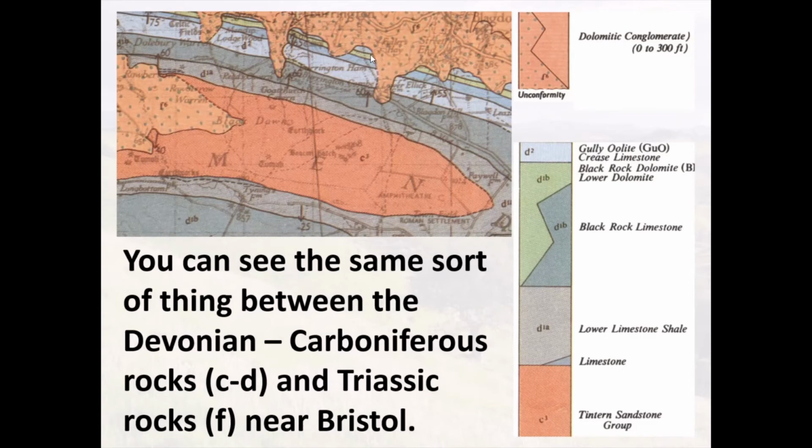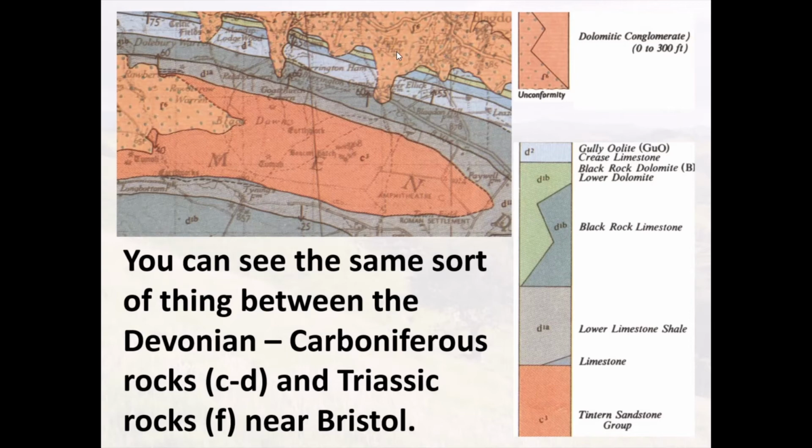Okay, so what's happening is the younger Triassic rocks are sitting on top of the Devonian and Carboniferous rocks, so when we make a map to show the rocks at surface, the contacts of the older rocks appear to be truncated by the Triassic rocks, and that's because they're sat on top of them.